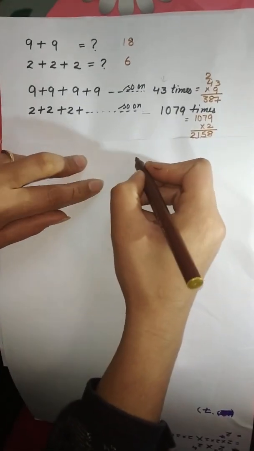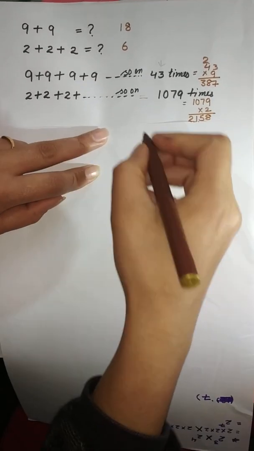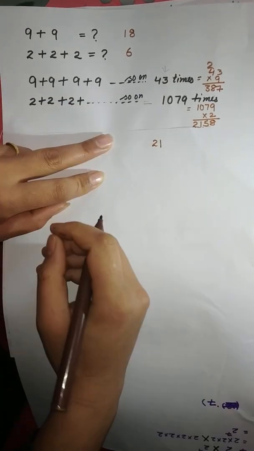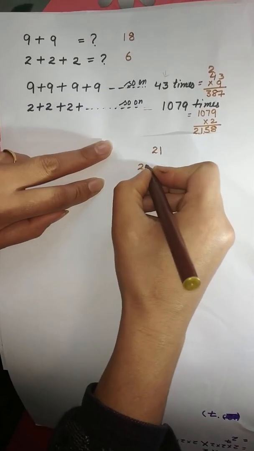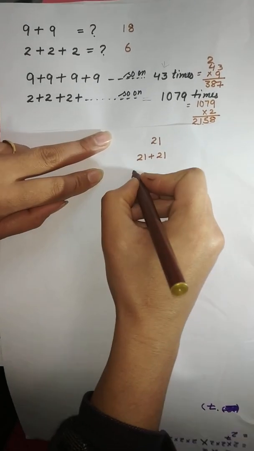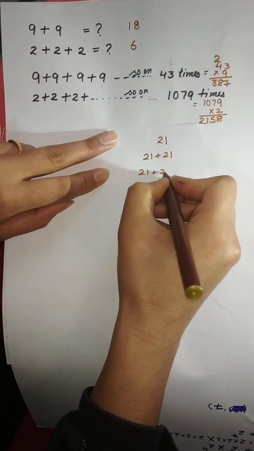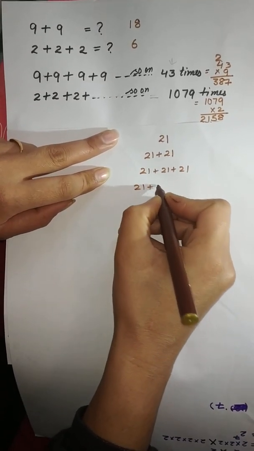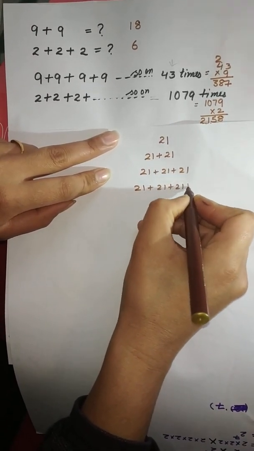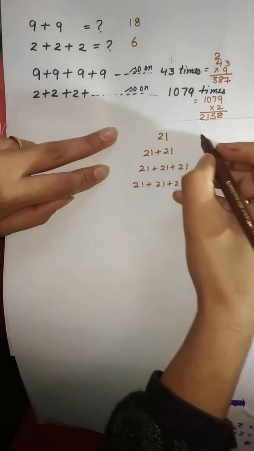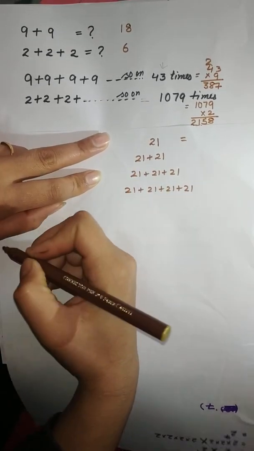Suppose you were making a table for 21. So 1 time 21 is this. 2 times 21 is this, 21 and 21. 3 times 21 is this. And 4 times 21 is this. Now to calculate them, you can add them also, or you can use the table also.